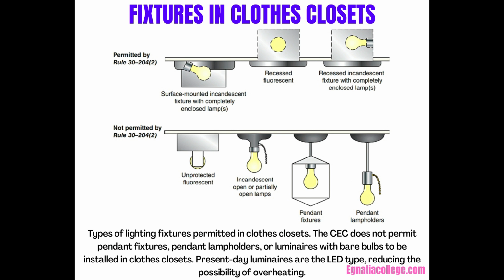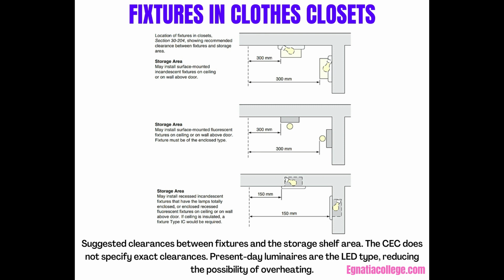These items may ignite on contact with the hot surface of exposed lamps. Rule 30-204 gives very specific rules about the location and types of lighting fixtures permitted in clothes closets. Light fixtures should not be installed above closet shelves. Fixtures may be installed on the ceiling in front of a shelf or above a closet door. See this figure for suggested clearances.